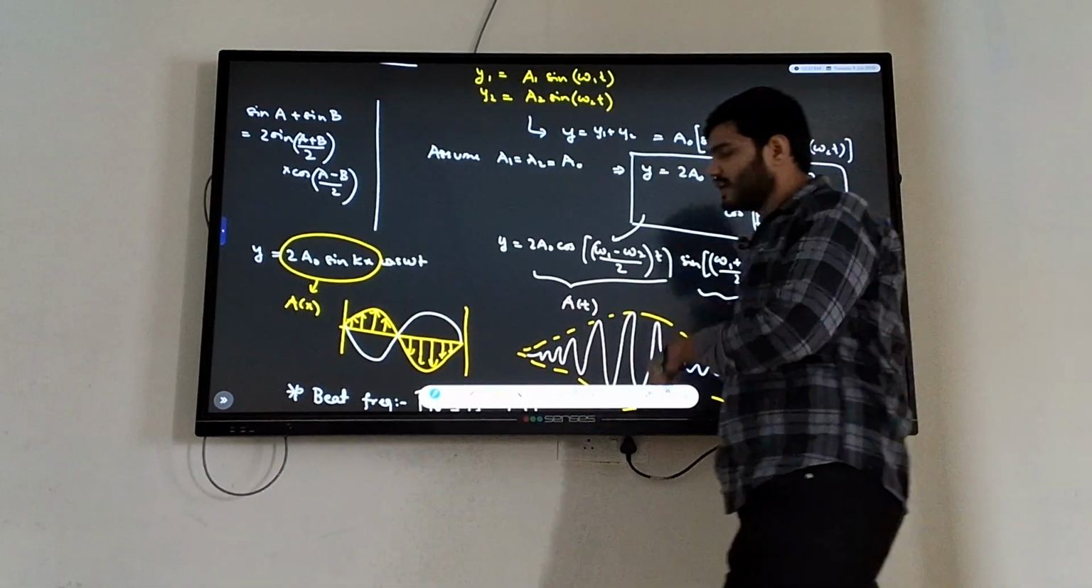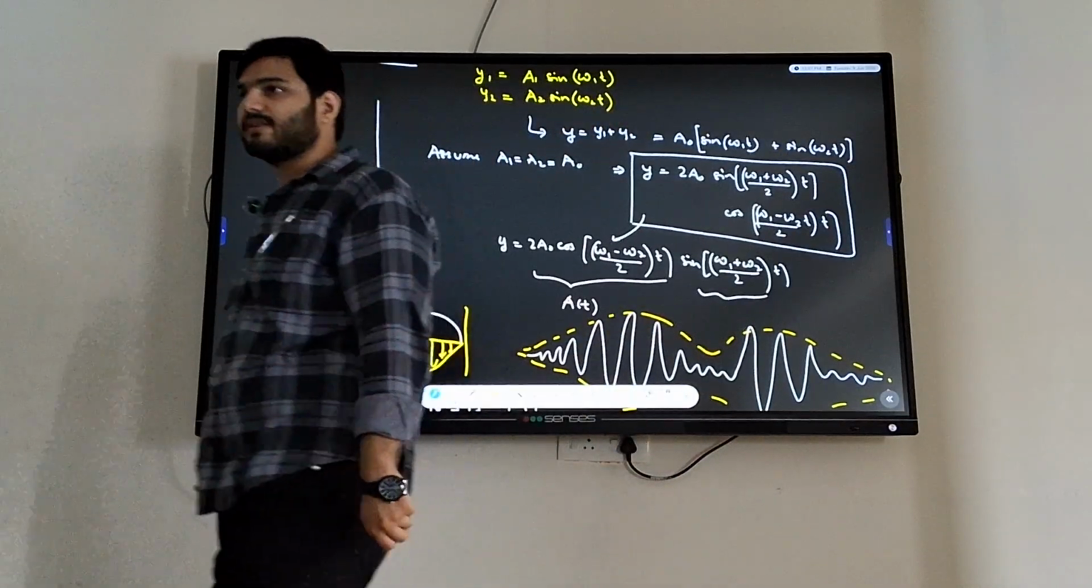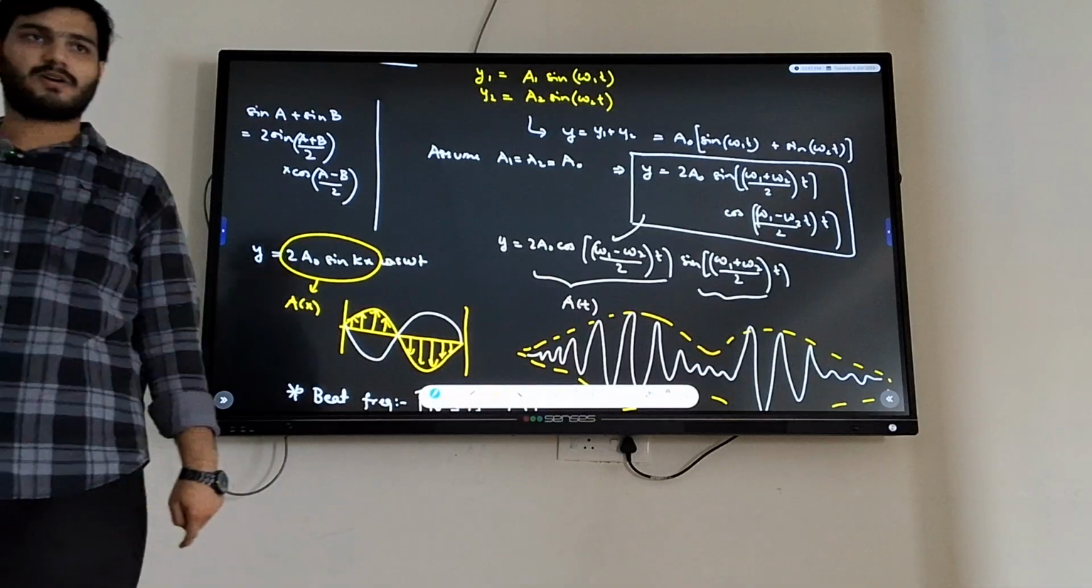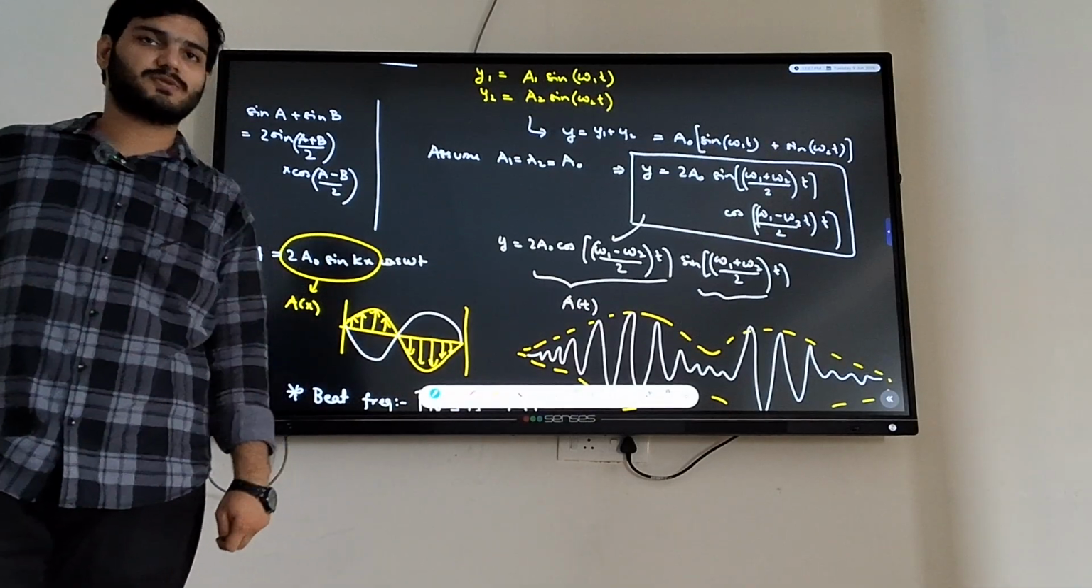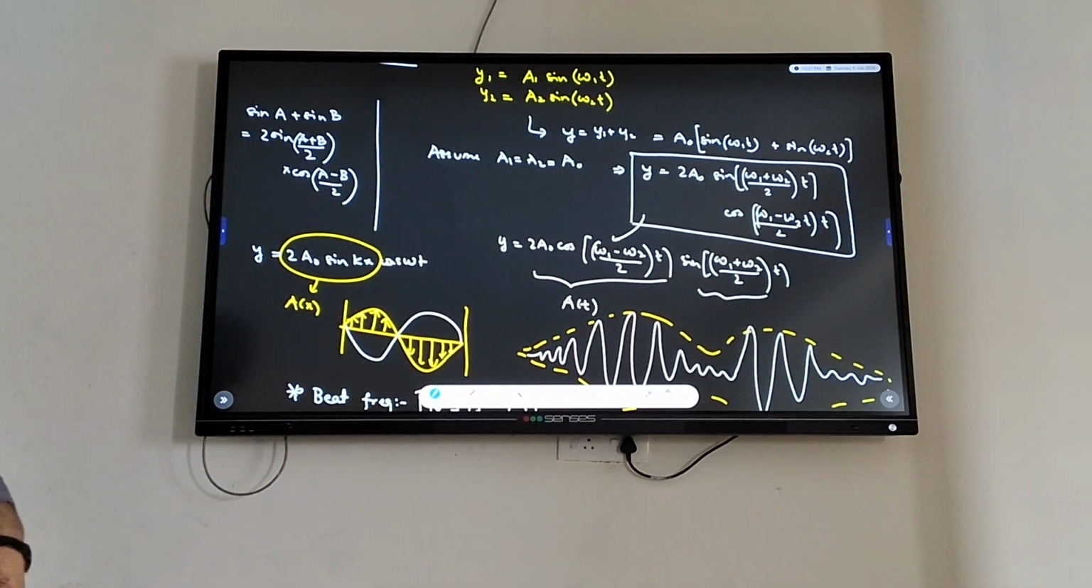This is my time varying amplitude, which we already anticipated. And we found it by simple mathematics, just by 2 steps. And this is how a beat is formed. I think I've already shown you the animation and everything, na? So you have a clear picture in your head already. Good.